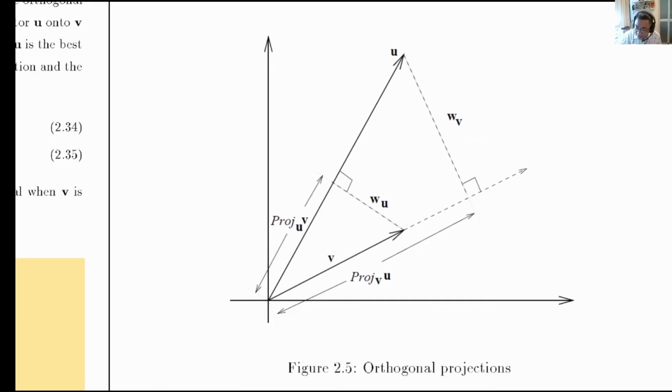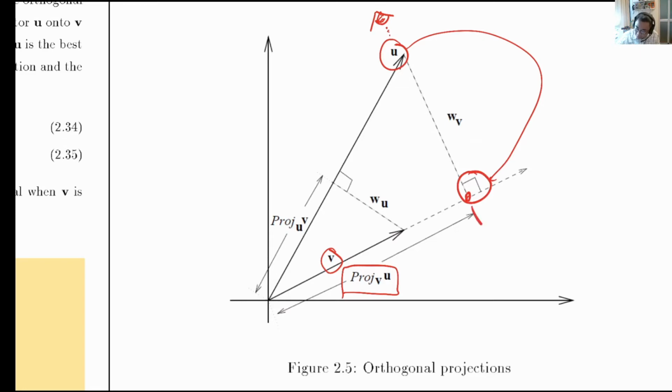This is a nice diagram which shows vector u and vector v. We can project u onto the line of v. And imagine that now your eyes is here and you are looking into u directly, perpendicular to v. And this point here is the projection of u onto v.